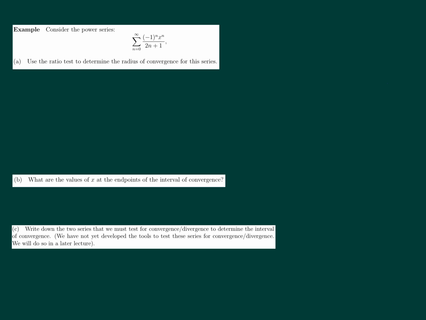Okay, so on to the next example. Consider the power series, sum n goes from 0 to infinity of (minus 1) to the n, x to the n over 2n plus 1. So again, we're asked to use the ratio test to determine the radius of convergence, so we're going to look at this limit, a sub n plus 1 over a sub n. So up here, I'm just going to write out what a sub n is for a fixed x: (minus 1) to the n, x to the n over 2n plus 1.